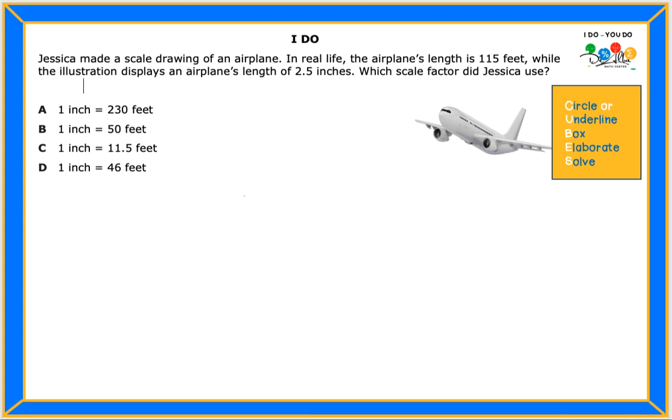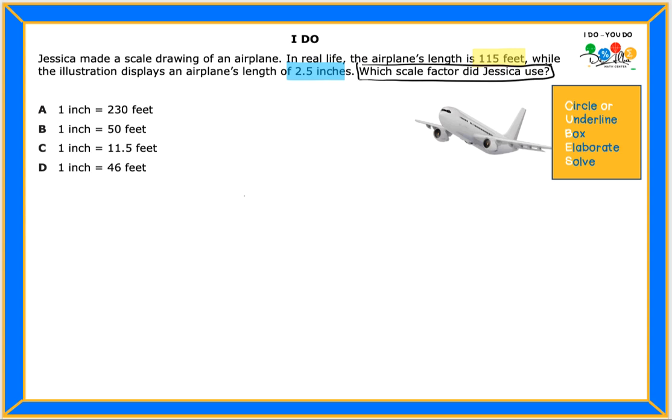Jessica made a scale drawing of an airplane. In real life, the airplane's length is 115 feet, while the illustration displays an airplane's length of 2.5 inches. Which scale factor did Jessica use? Okay, this is our question. Which scale factor did Jessica use?